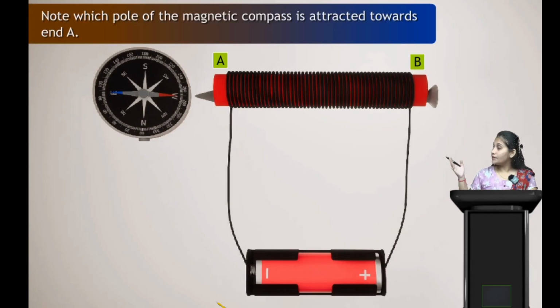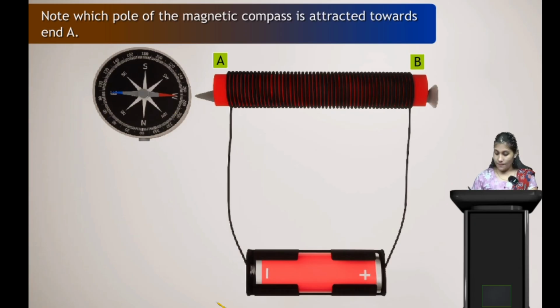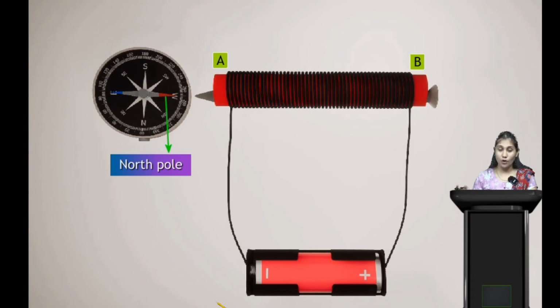Which pole of the magnetic compass is attracted towards end A? Which pole? This blue one is the south pole and this red part is the north pole. So as soon as we connect the wire to the electric cell, the north pole gets attracted towards the point A. Let's see again. You see, as soon as we connect the wire, the north pole gets attracted towards the end A. This is the north pole.